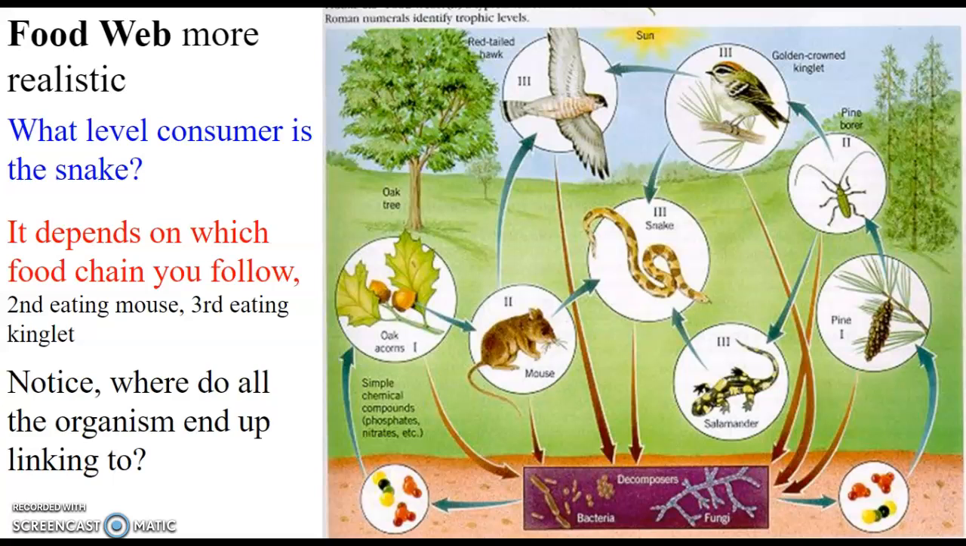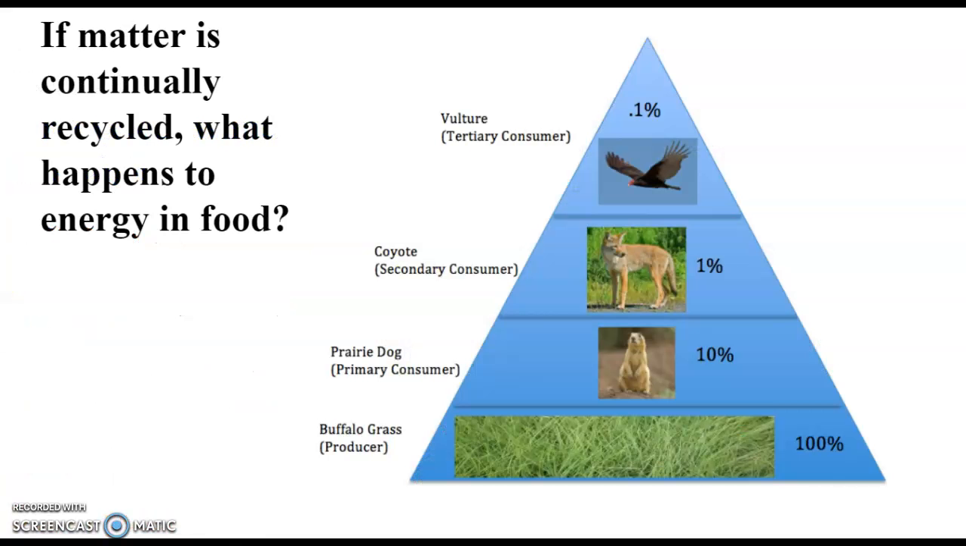Where do all the organisms end up? Well, ultimately, every organism dies, and decomposers break them down, and then those building blocks, that matter, can get reused by other organisms like plants, taken up as nutrients from the soil. So matter is recycled.